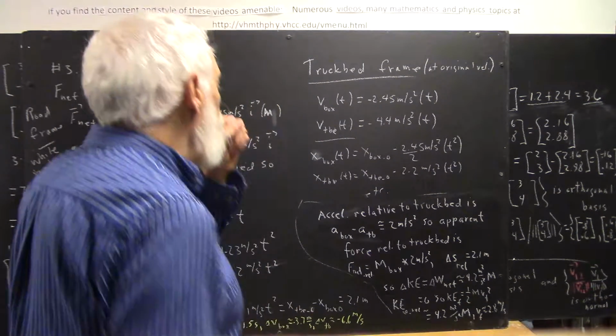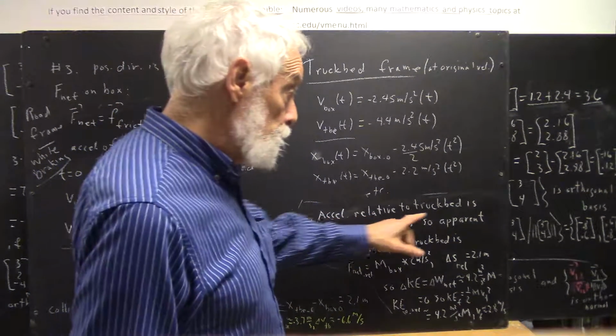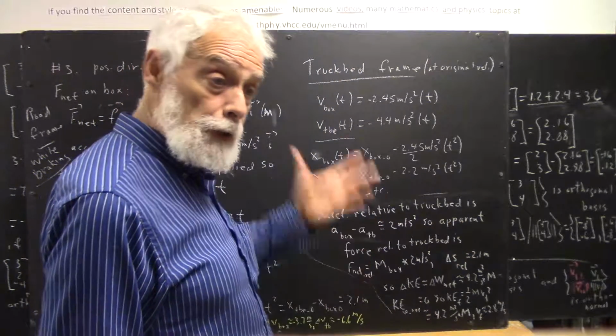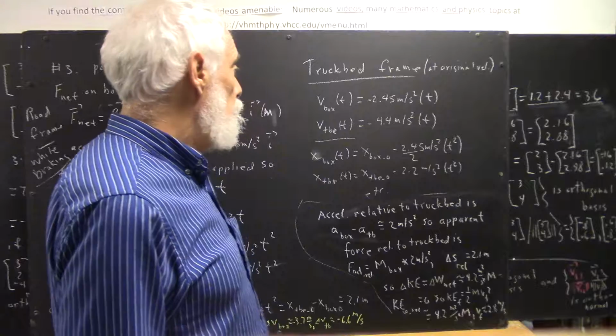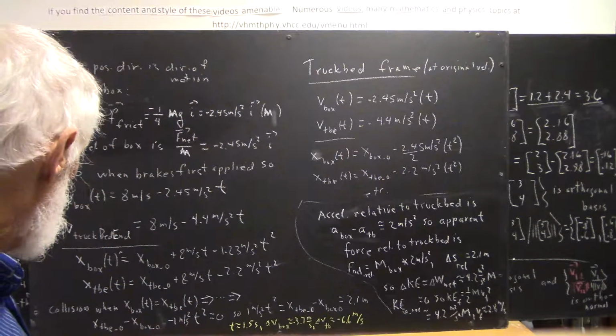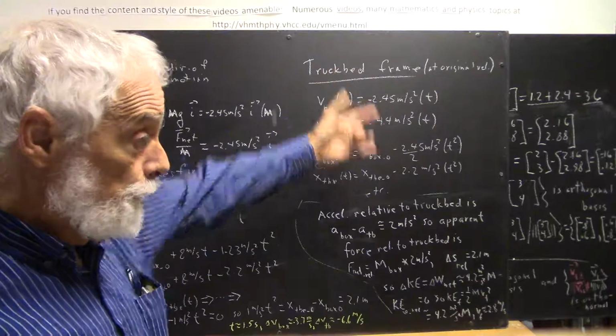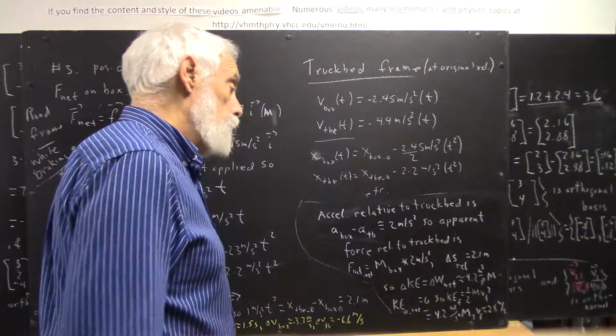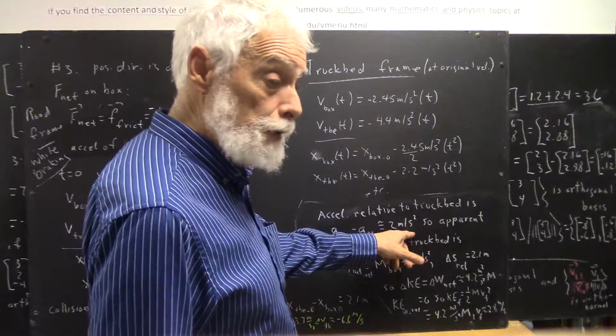So the acceleration of the box relative to the truck bed is the acceleration of the box minus the acceleration of the truck bed. Just as we would subtract the 8 meters per second going from the frame of reference of the road to the frame of reference of the truck bed, we would subtract the accelerations, and we would get 2 meters per second squared.